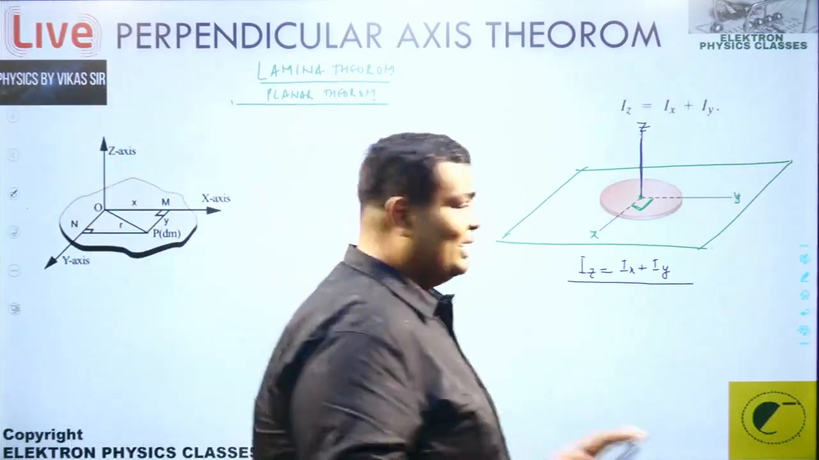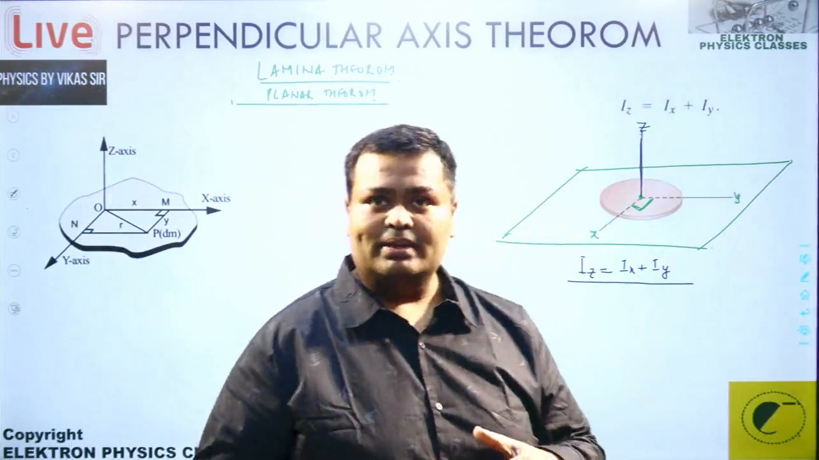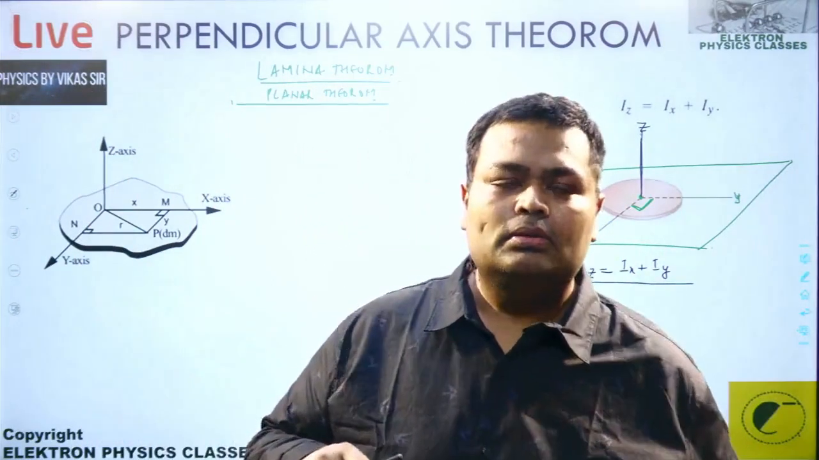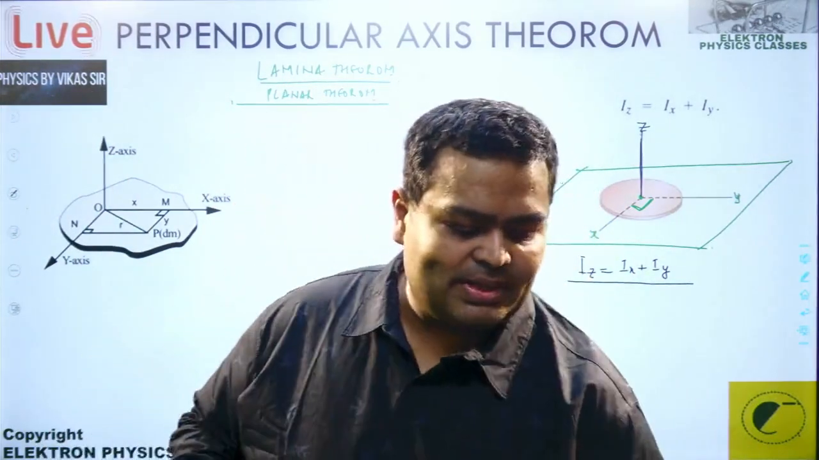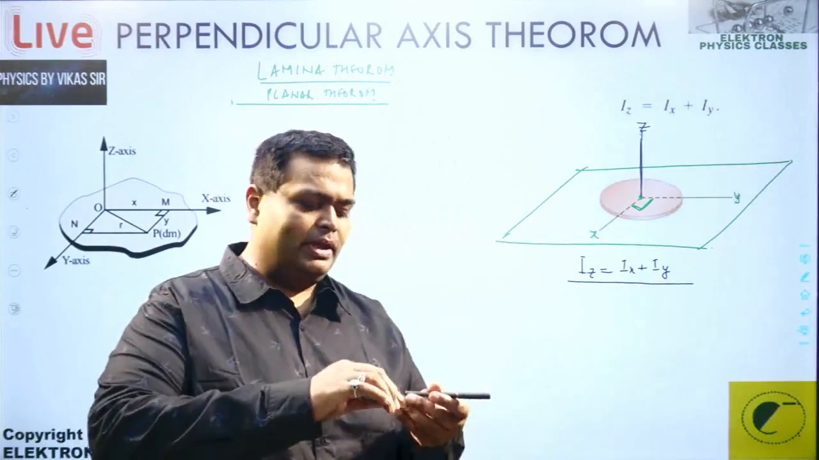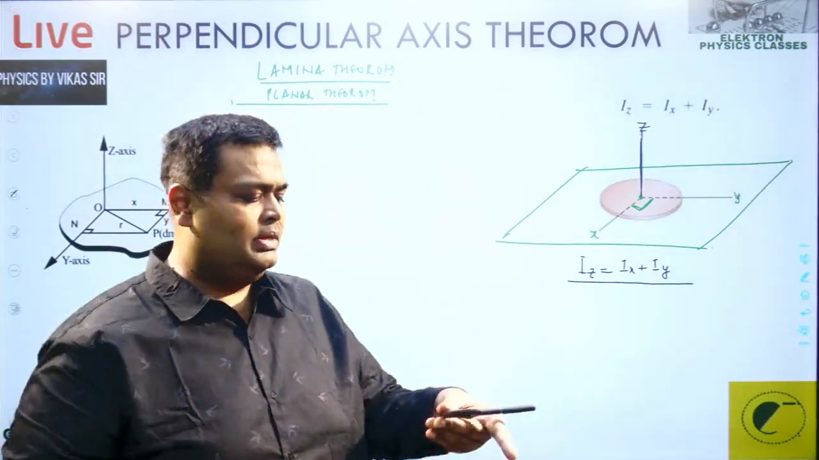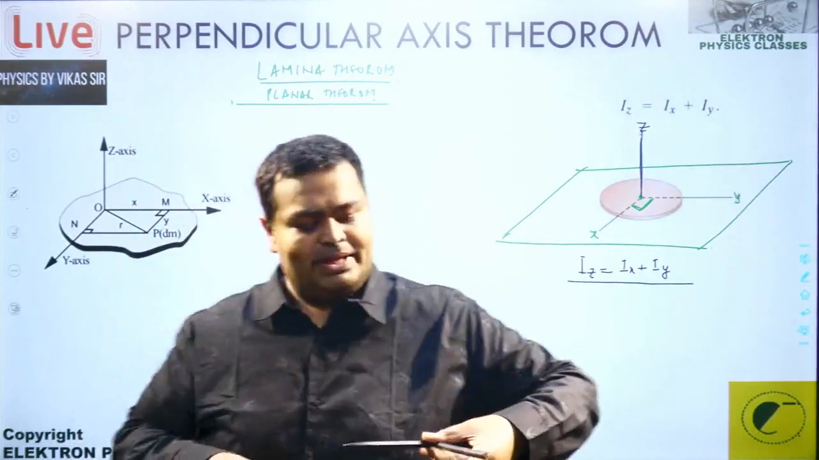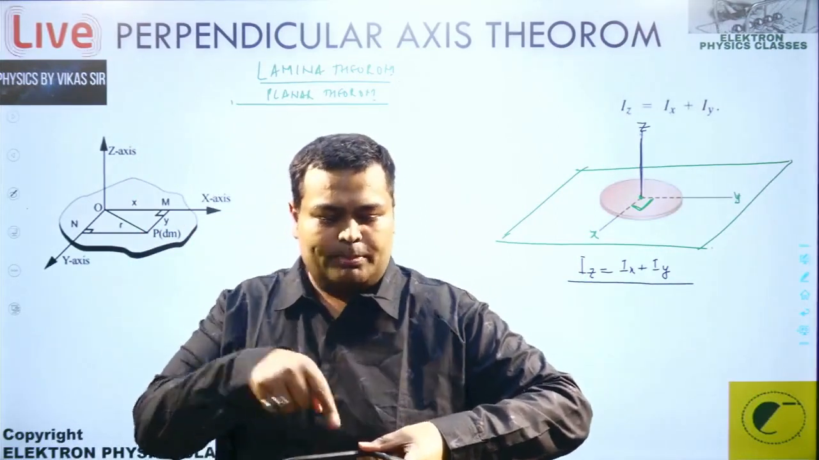Correct? Are you getting the point? These are the two axes which are in the same plane and intersecting. So we can have two axes like this, and they need to be perpendicular. It's not necessary that they be like this, it can be like this also. Still they are mutually perpendicular.